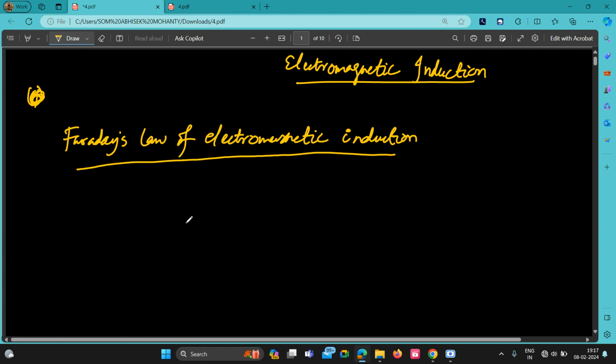See, Faraday's law says that flux of magnetic field through the area bounded by any closed conducting loop. Okay, whenever there is a change in magnetic flux, there will be an EMF. EMF is written by this E. Okay, it's minus d phi by dt. Why is there a minus?